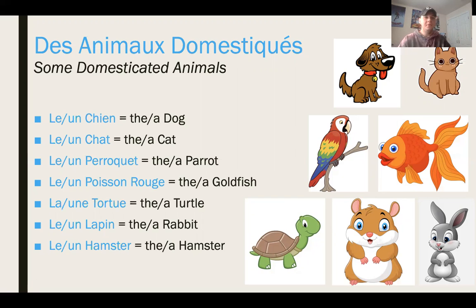So we're going to talk about des animaux domestiques. So some domesticated animals, pretty much what you would have as a pet. So you have le chien or un chien, the or a dog, le chat, un chat, the or a cat, le perroquet or un perroquet, the parrot or a parrot, le poisson rouge, un poisson rouge, the goldfish or a goldfish. I know that it says red as we learned with the colors, but in the translation it's actually goldfish. So you have la tortue or une tortue, the or a turtle, le lapin or un lapin, the or a rabbit, excuse me, le hamster et un hamster, the or a hamster. So yeah, those are domesticated animals.